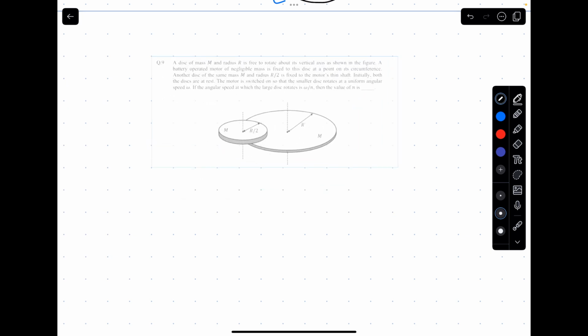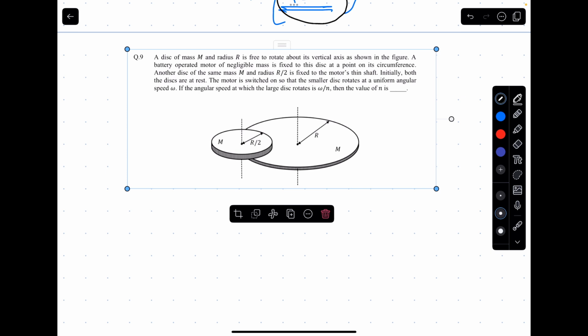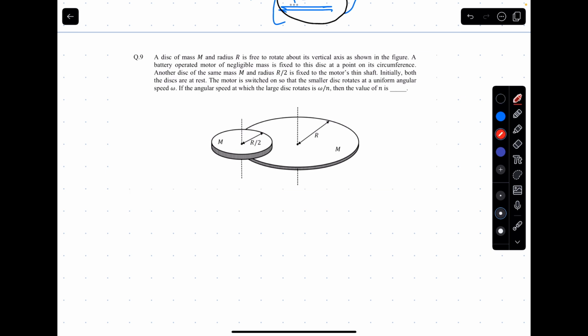In this question, I thought that the diagram is a bit incorrect. Maybe I have the wrong diagram. I was not able to understand from the statement and from the diagram what the question is. So I thought of this a bit differently. A disk of mass m, radius r is free to move about a vertical axis A, and a motor is operated by a battery of negligible mass fixed to the disk at a point on its circumference.